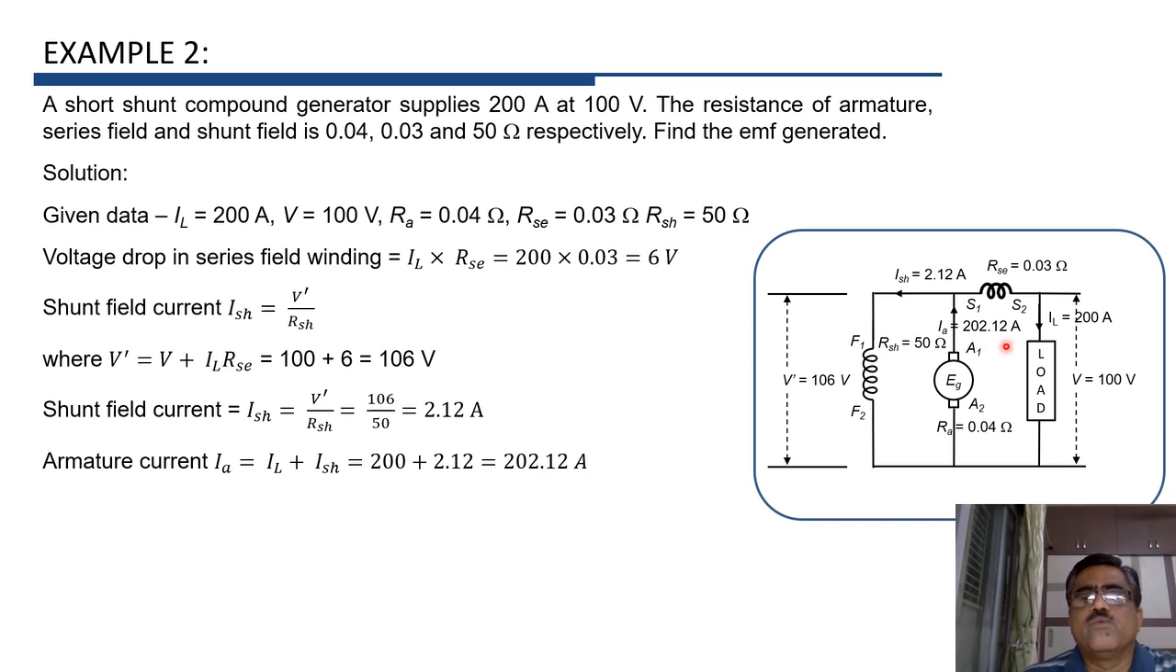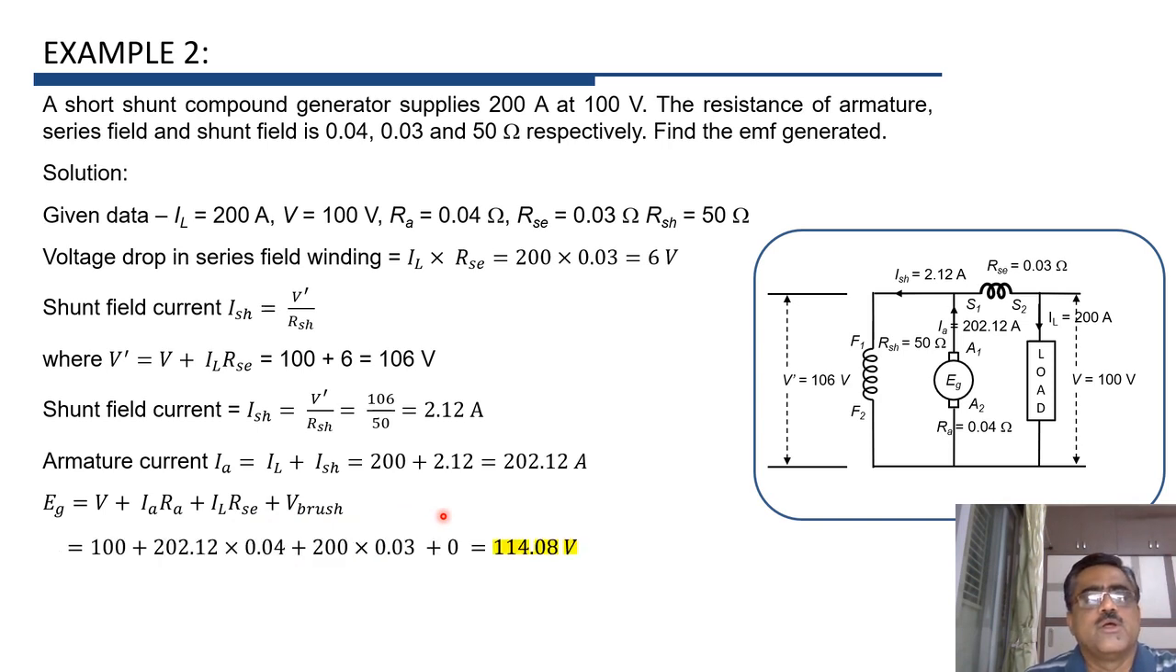Now we can determine the generated EMF EG. Now EG is equal to terminal voltage V plus voltage drop in armature, which is equal to IA into RA, plus voltage drop in series field winding, which is equal to IL into RSE, plus brush contact voltage drop V brush. So EG is equal to V plus IARA plus ILRSE plus V brush. So substituting all the values, it is equal to 114.08 volt. V brush here is not given, so it is assumed as 0. So generated EMF EG is equal to 114.08 volt.